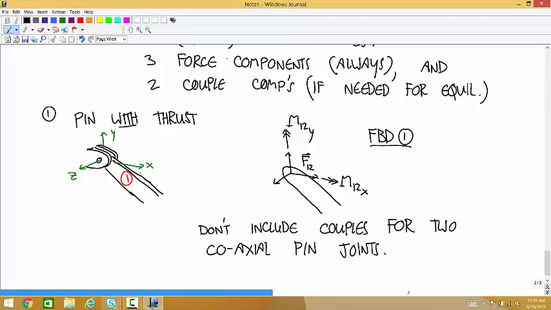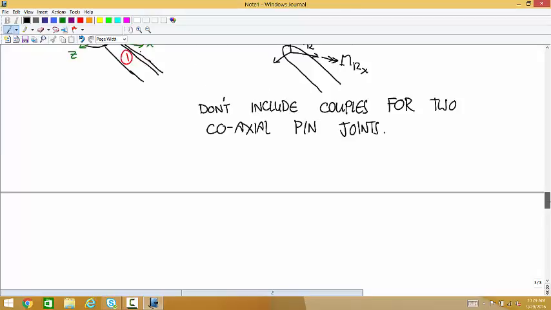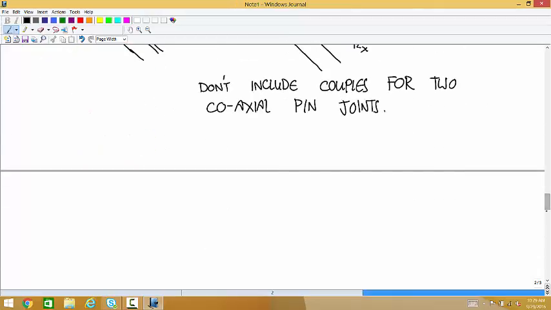Any other questions about that? Okay, so here's the easiest one. For statics, this is the easiest case you can get. Joint category 6.